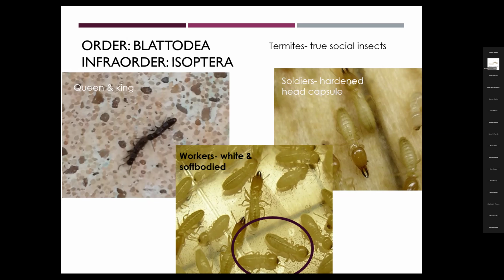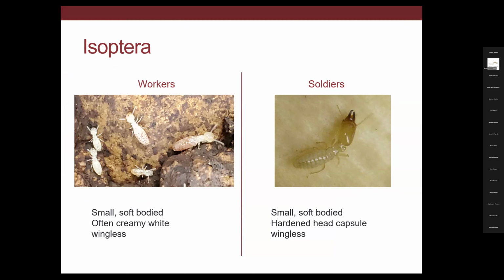The workers are going to essentially all look the same. They are creamy white, soft-bodied, wingless insects. And then the reproductives, you may see them with or without wings. It depends on what stage they're in. So when we look at the workers, those ones are usually a lot of the immatures. You can see them in the different stages there. So workers are what we would call the nymphs.